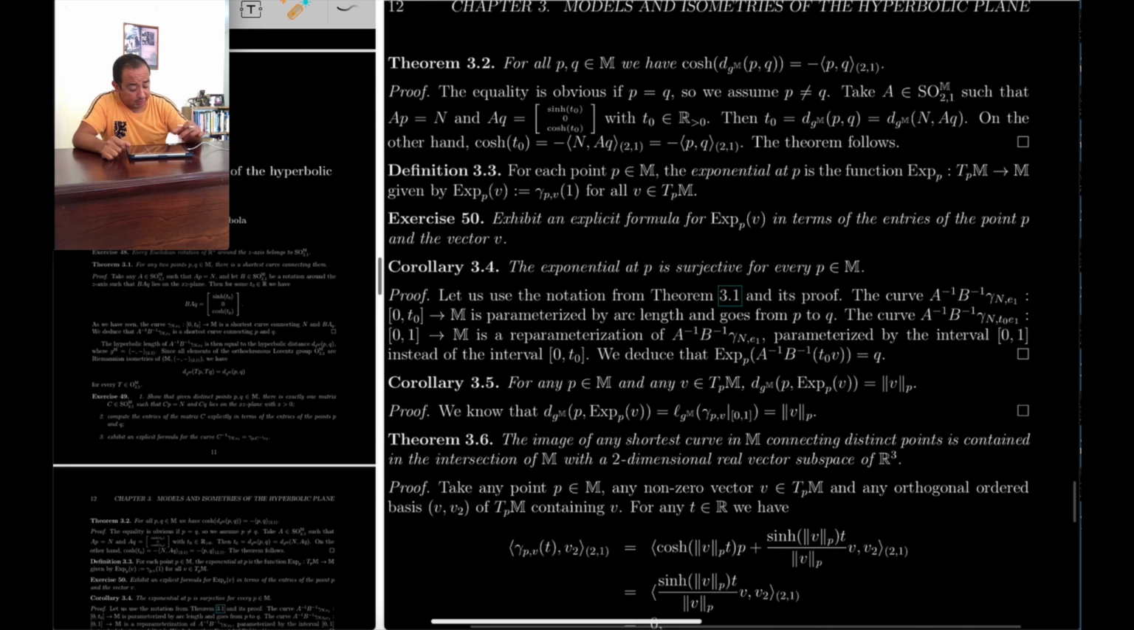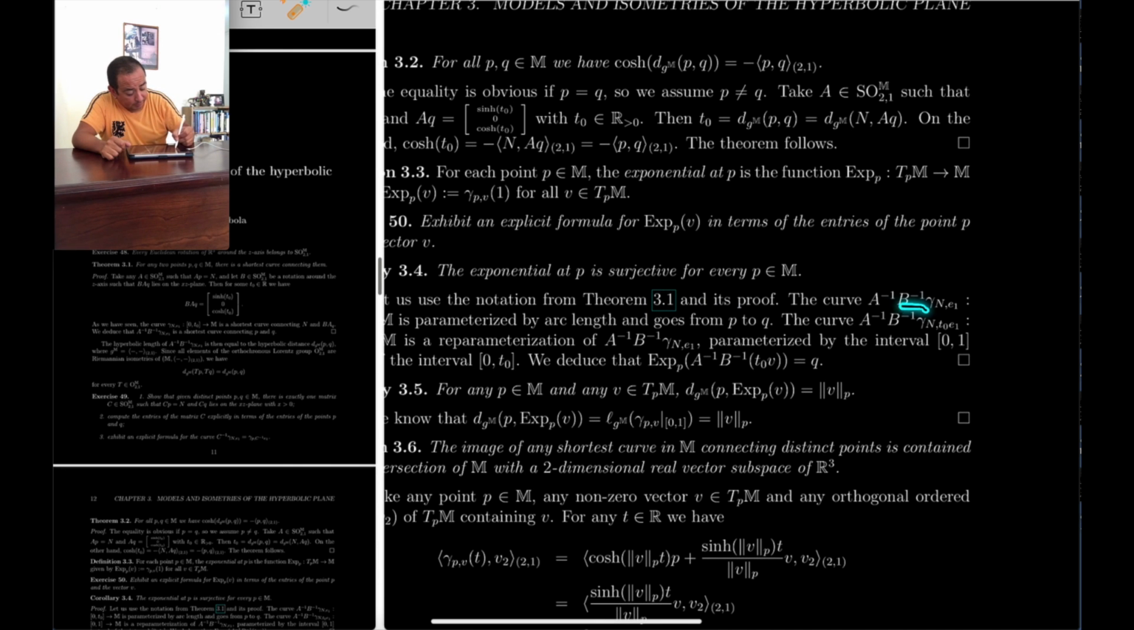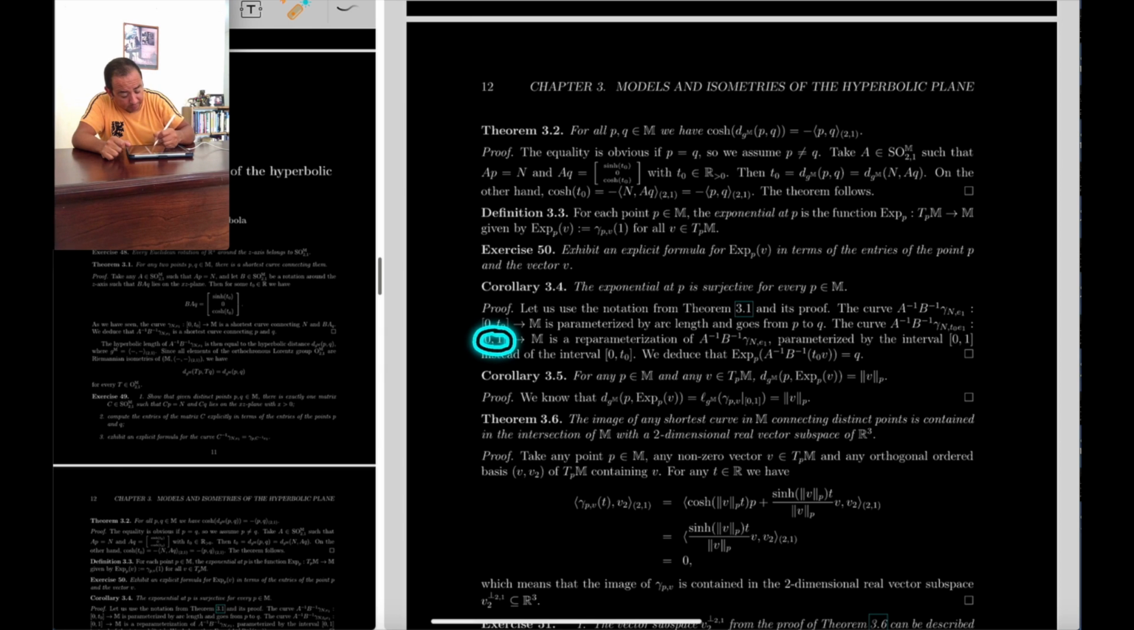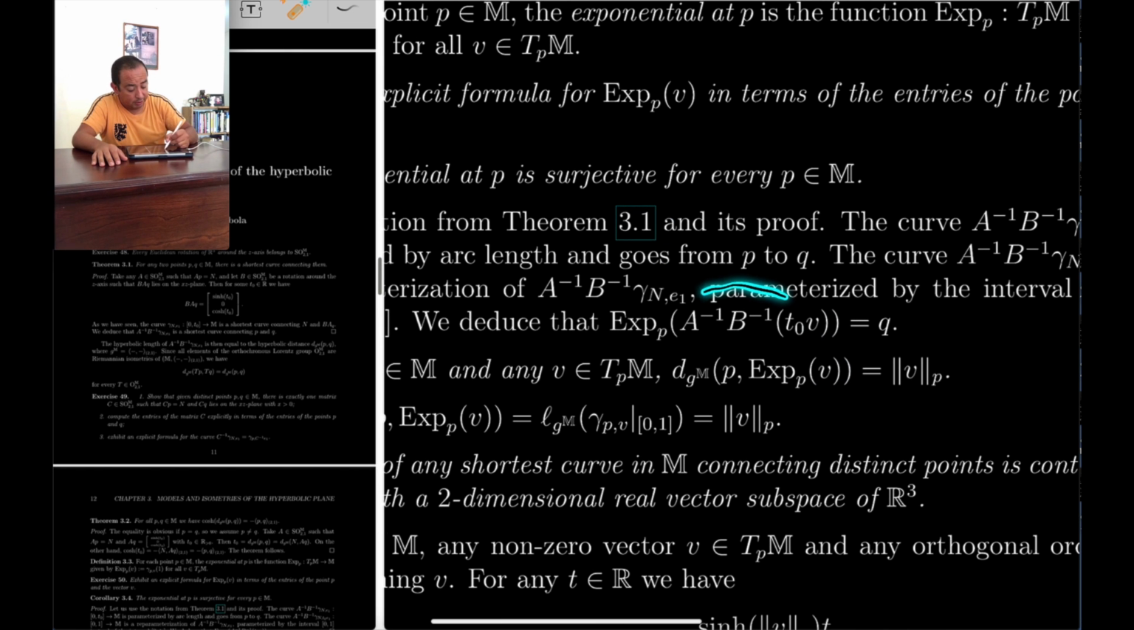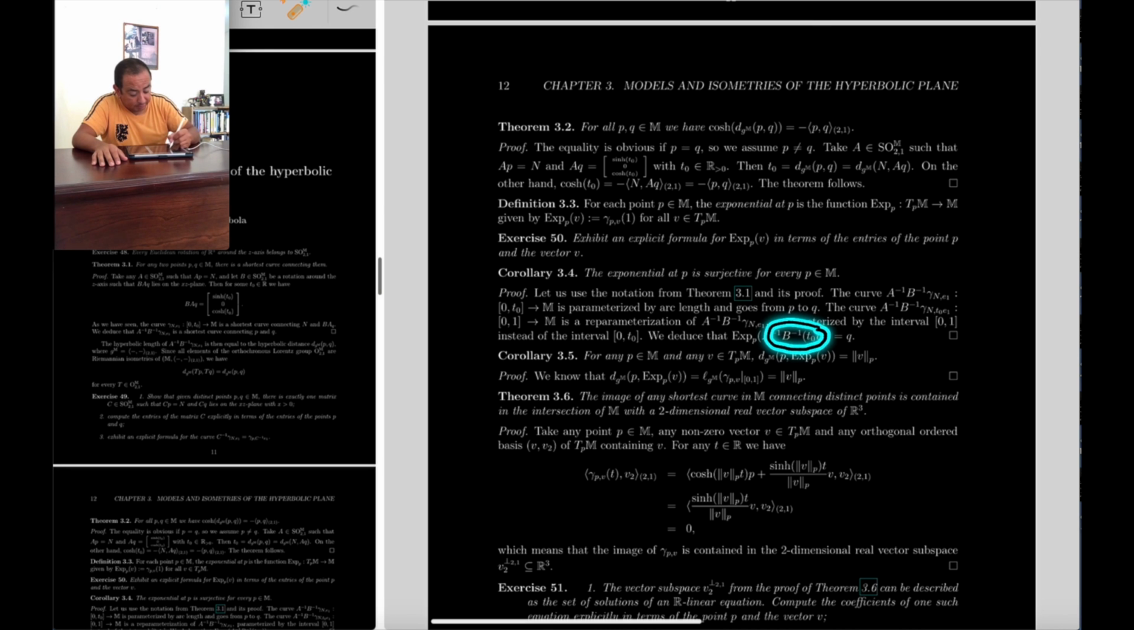Okay, and we see that since this one connects P to Q, and at 1 it gives us Q, the exponential of this tangent vector is Q. So what we have proved is that if we fix P and look at the exponential at that point, any point Q is of the form exponential of a vector, right? And actually, it is computed quite explicitly, I would say.